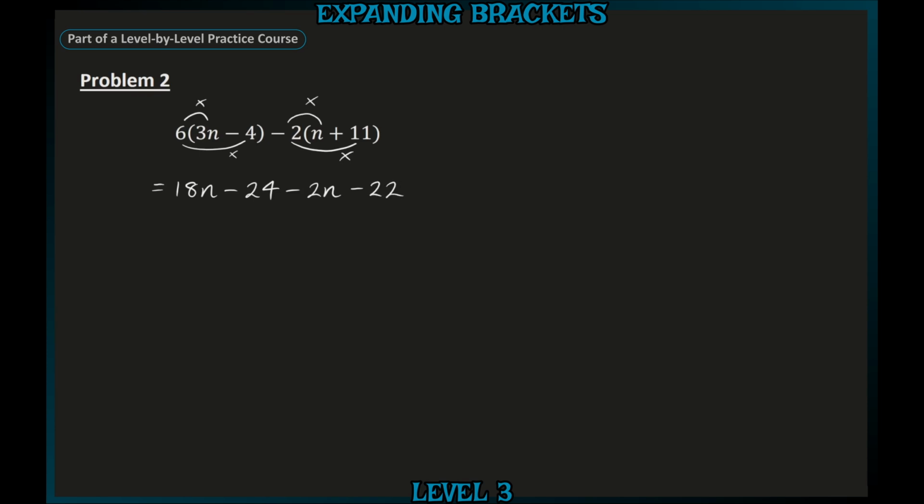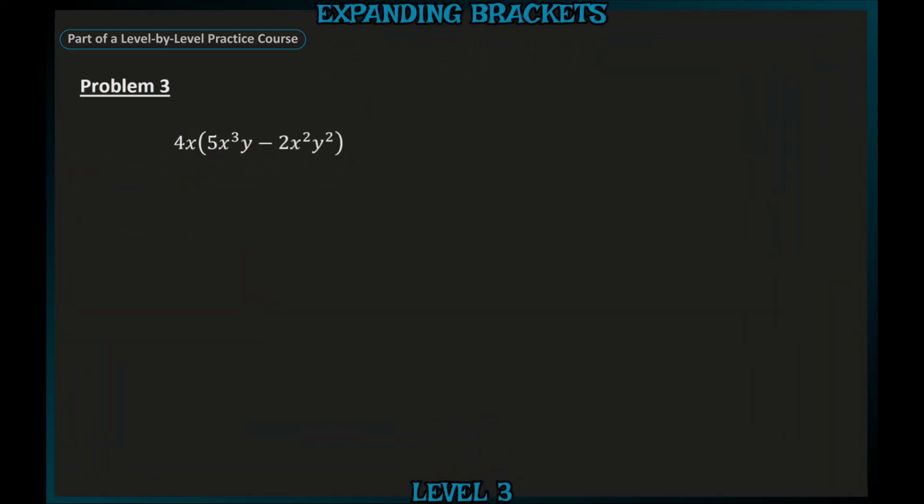Now that we've expanded all the brackets, we can collect the like terms together. So we have 18n minus 2n, which gives us 16n. And now the numbers, minus 24 minus 22 is minus 46. So our final answer to problem 2 is 16n minus 46.